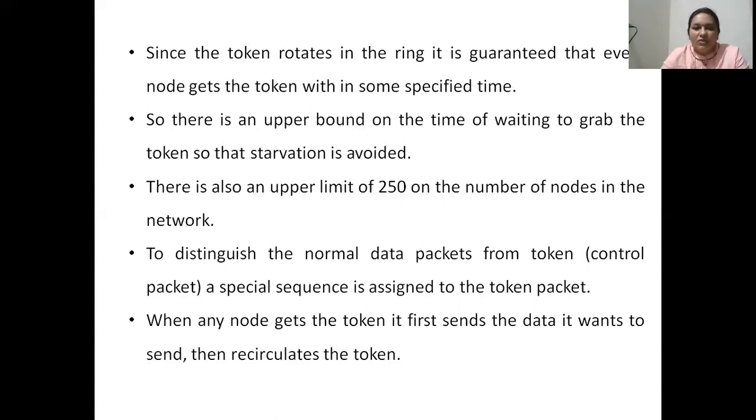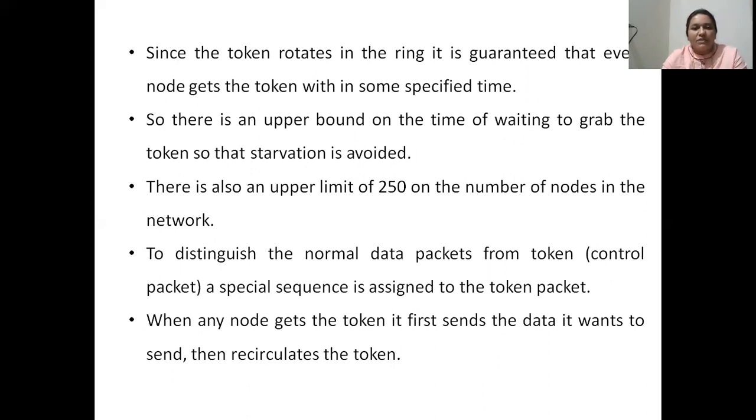Since the token rotates in the ring, a guarantee should be made in such a way that the node will finally get the token at some specified time. So an upper bound will be set on the waiting time for the node to grab the particular token, so that it will not starve indefinitely for the token. And the token ring network has an upper limit of 250 nodes. More than 250 nodes cannot be accommodated in the token ring.